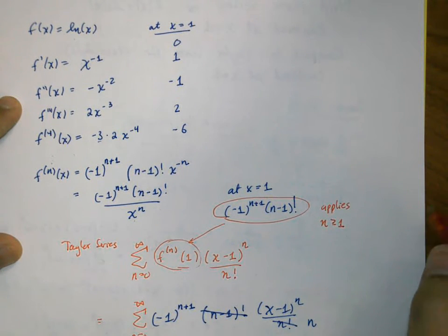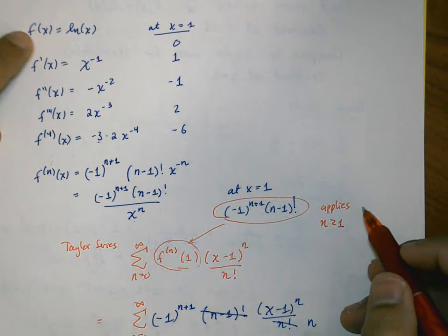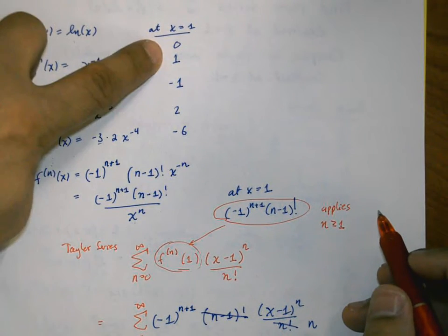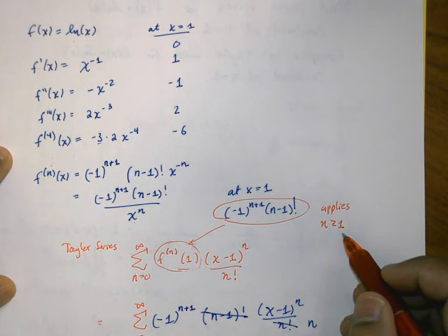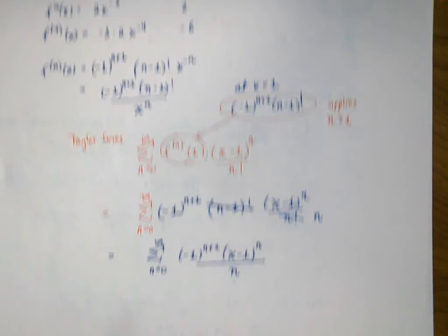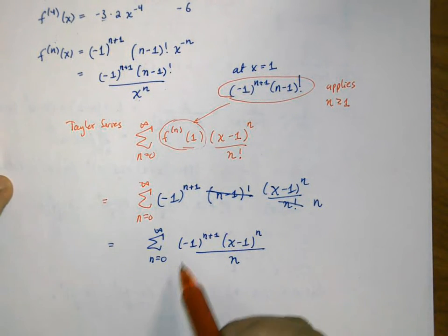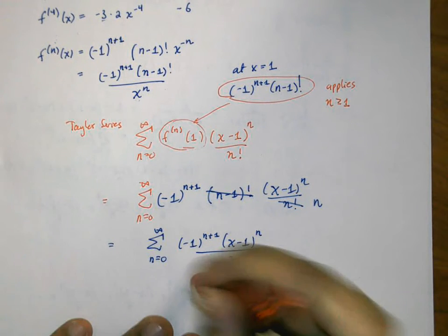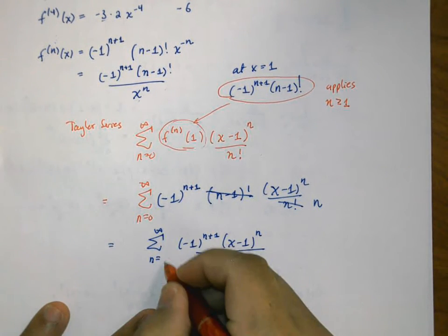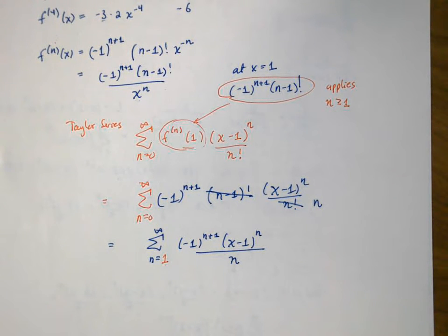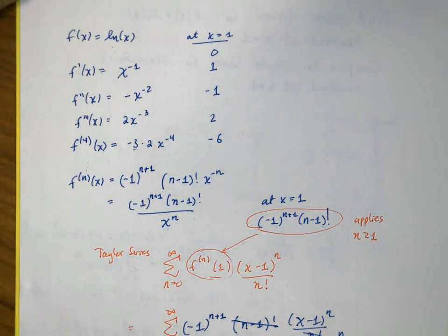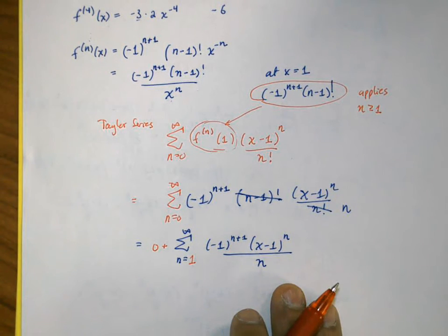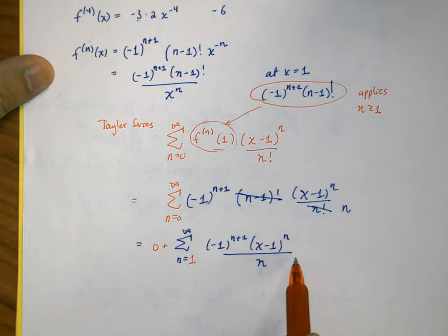If n is equal to 0, in other words, the 0th derivative, we already know we get 0. This only works when n is greater than or equal to 1. So we have to change our Taylor series a little bit here to say that this only applies when n starts at 1. It doesn't work when n is equal to 0. When n is equal to 0, it's a special case. In other words, we get 0 anyway. So the Taylor series is really 0 plus all of this.